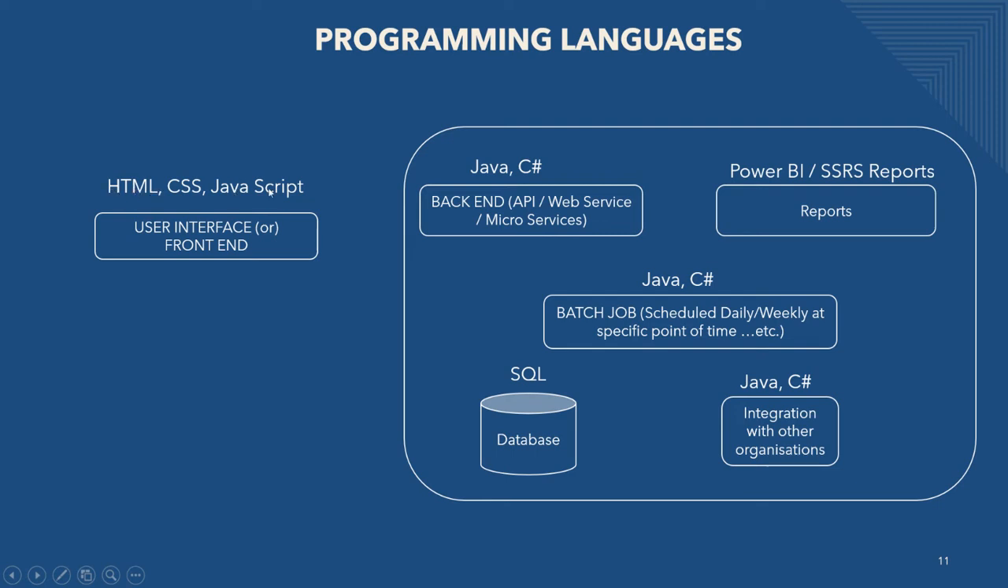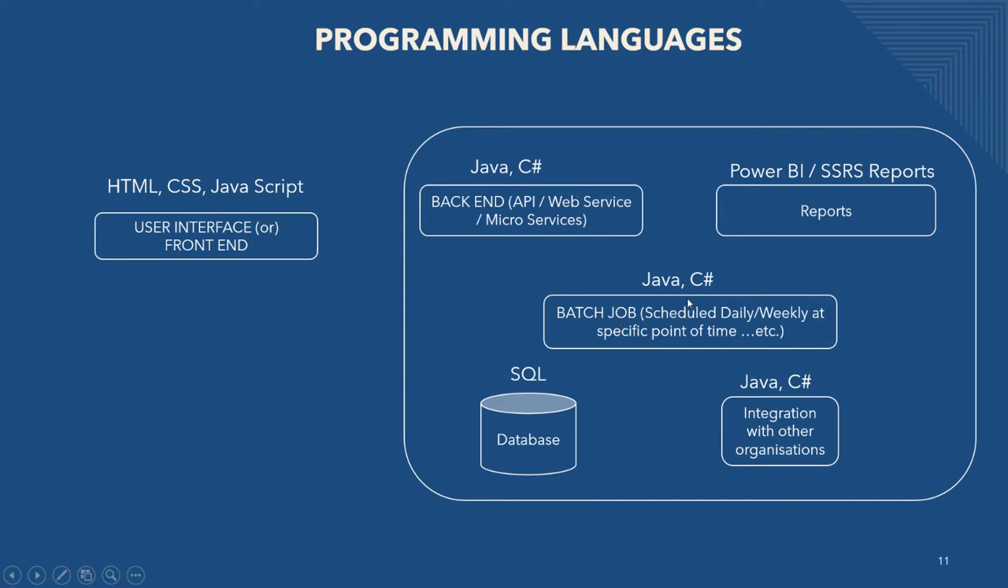HTML, CSS, and JavaScript, these are the main programming languages a front end developer has to learn. As a backend developer, these are all the blocks or the skills required. A backend developer needs Java or C Sharp as the base. With expertise in either Java or C Sharp, you can develop the APIs, web services, and microservices.